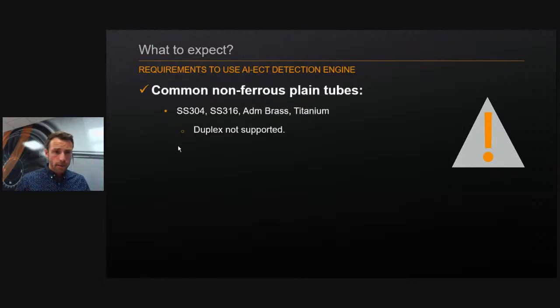In the database, this version is developed on common non-ferrous plain tubes. We have many tube materials in our database, and the most common ones we have are stainless steel 304, 316, and Admiralty brass and titanium. Just want to point out that I know it's still very popular, but the duplex, so mildly ferrous material, is not supported with this detection engine.